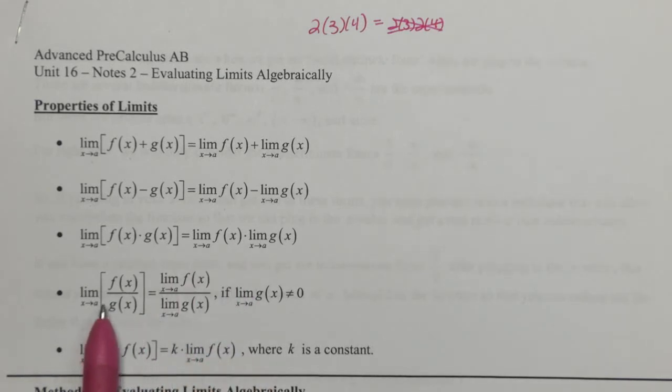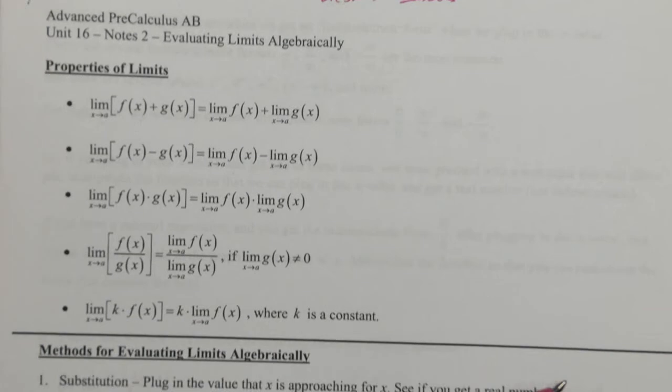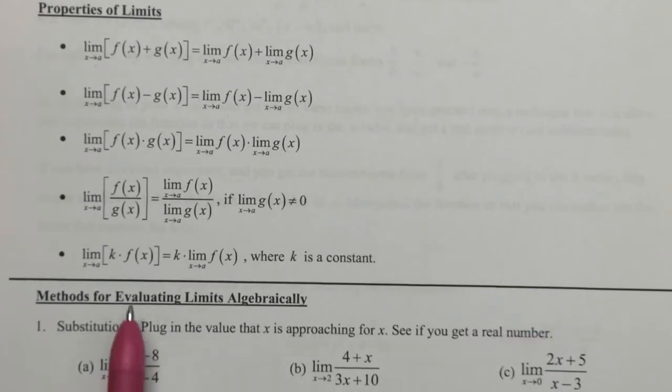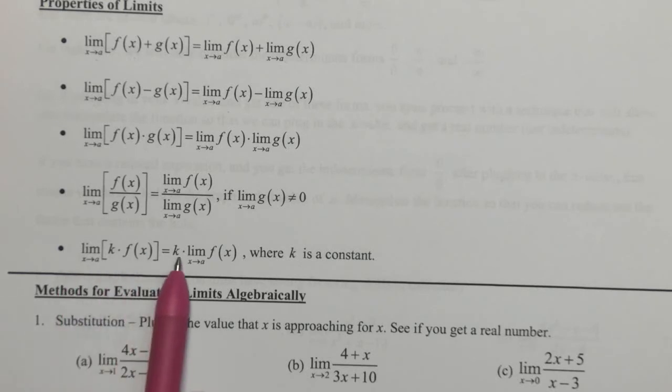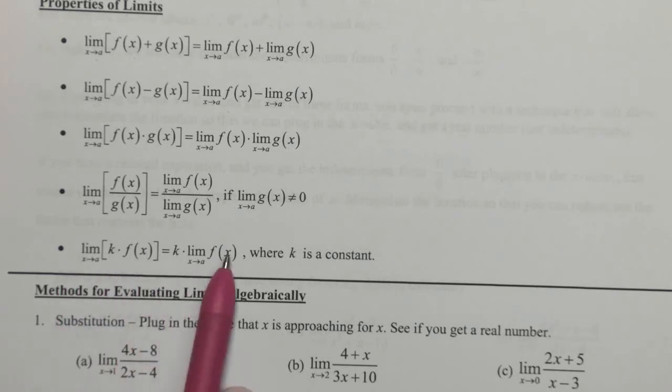Similarly, the limit of a quotient is the quotient of the limits, assuming that the limit as x approaches a of that denominator function is not 0. And the last little property that we have is if you have a constant being multiplied by a function, you can take that constant outside of the limit. So it can be multiplied by the limit of the function.